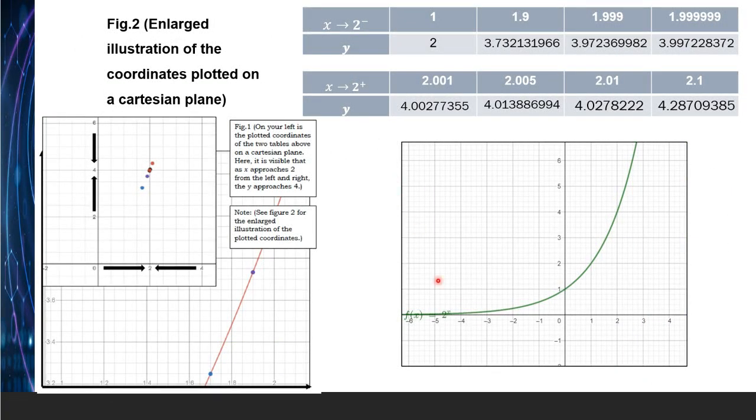So let us graph now the function f of x is equal to 2 raised to x. So this will be the graph of the exponential function 2 raised to x. And this will be the enlarged illustration of the coordinates plotted on the Cartesian plane. So by the use of these points, the first table and the second table, we can have these points. Okay, so it is visible that as x approaches 2 from the left and from the right, the y approaches 4.